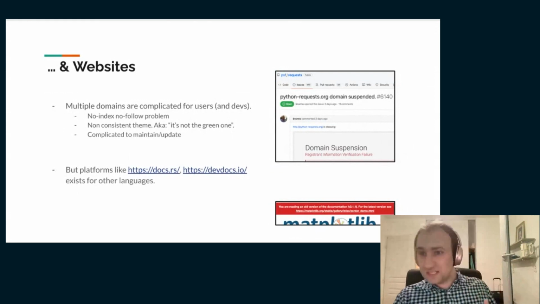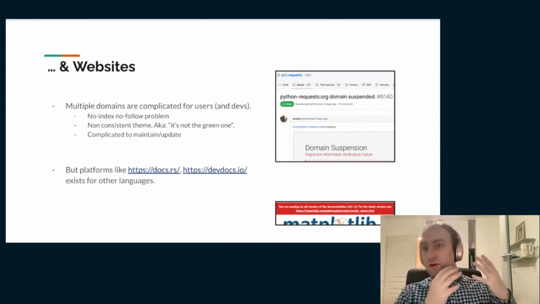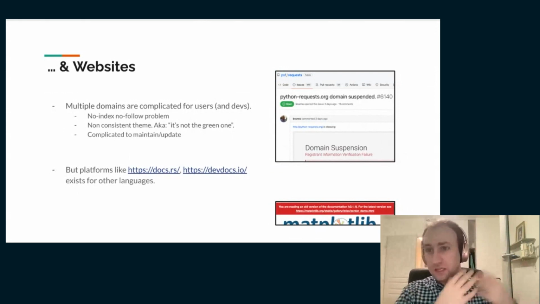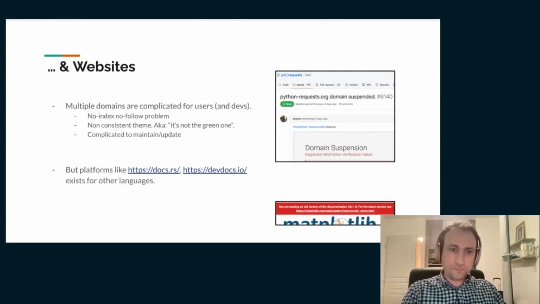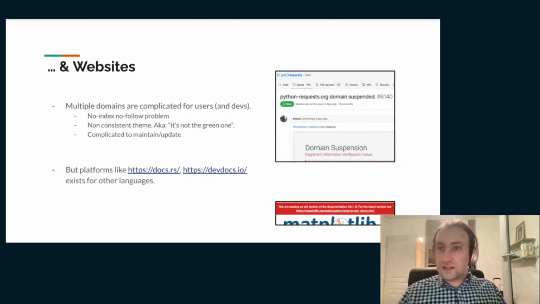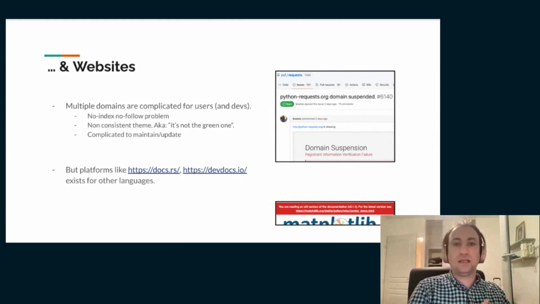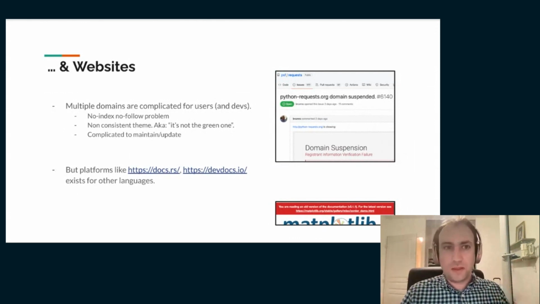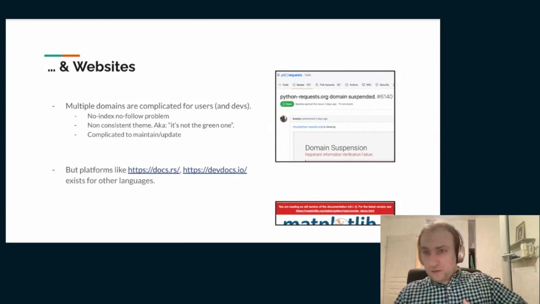And it can be complicated for maintainers to update, because they have to rebuild on each and every domain independently and update them separately. Though for some languages, there are platforms that exist. If we take Rust, for example, all the Rust documentation of all libraries is in docs.rs with a similar theme everywhere. And there are other platforms that try to do the same, like devdocs.io, that try to reassemble everything into something coherent. And I think we can do better.